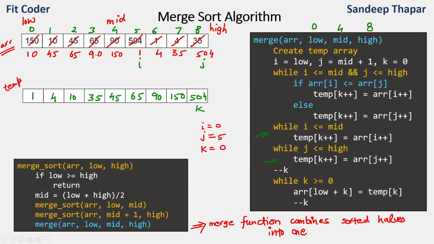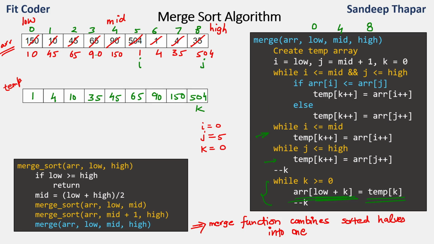So now we have the sorted array in the temp. But we need to copy these elements from the temp array into the original array. So the last while loop is for that, where we copy all these temp elements into the original array. This merge function will be called many times whenever we have to combine two arrays. So this low will vary for all the indices, so it won't be 0. So what we are doing is copying the elements from the temp array to the original array with the index low plus k.